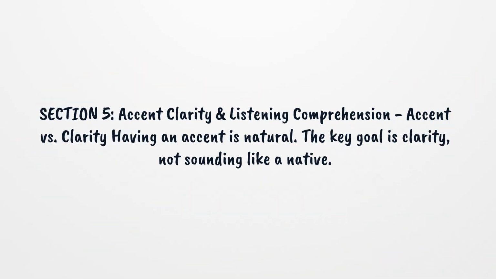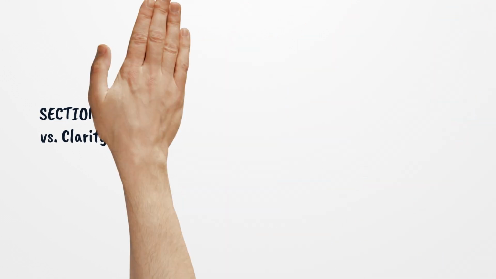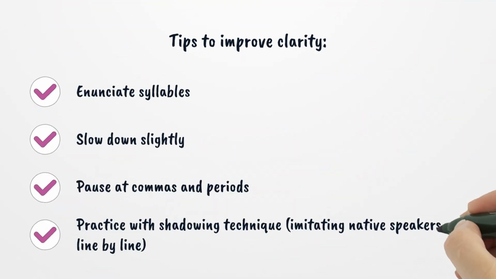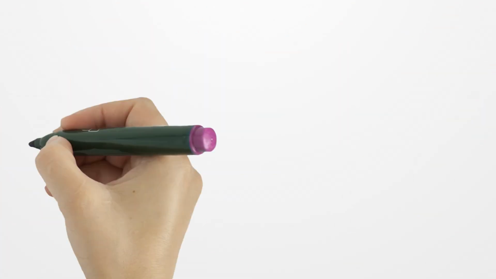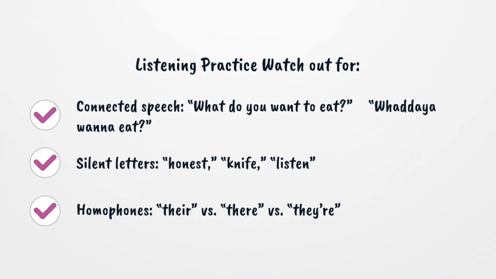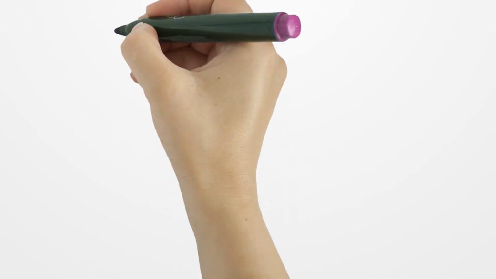Section 5. Accent, clarity and listening comprehension. Accent versus clarity. Having an accent is natural. The key goal is clarity, not sounding like a native. Tips to improve clarity: enunciate syllables, slow down slightly, pause at commas and periods. Practice with the shadowing technique, imitating native speakers line by line. Listening practice. Watch out for connected speech. What do you want to eat? Silent letters: honest, knife. Homophones: there, their, they're.